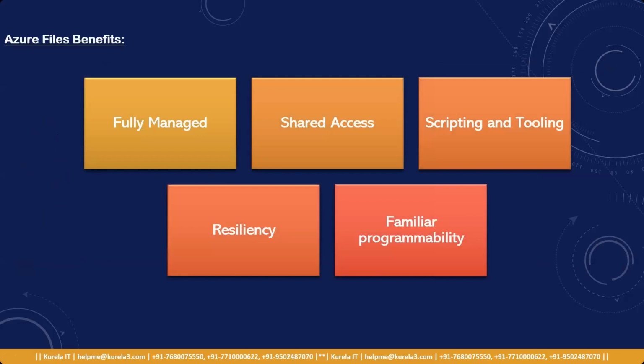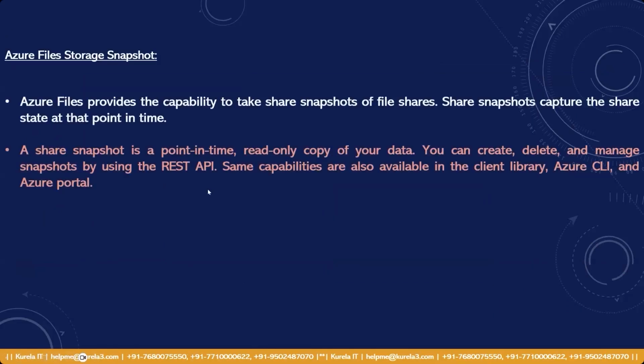Some of the benefits: all the cloud benefits would be applicable to the file share as well. It is fully managed, with shared access, scripting and tooling, resiliency, and familiar programmability. There is an option called snapshot, which is a point-in-time backup option. So if you want to take a backup of the file share at this point in time, you just right-click and create a snapshot. That takes the backup of the entire data you have in the file shares. And at any point in time, you can go back and revert to the previous state. It is similar to your NetApp file snapshots or the snapshot functionality you see in storage, not like a VMware snapshot.